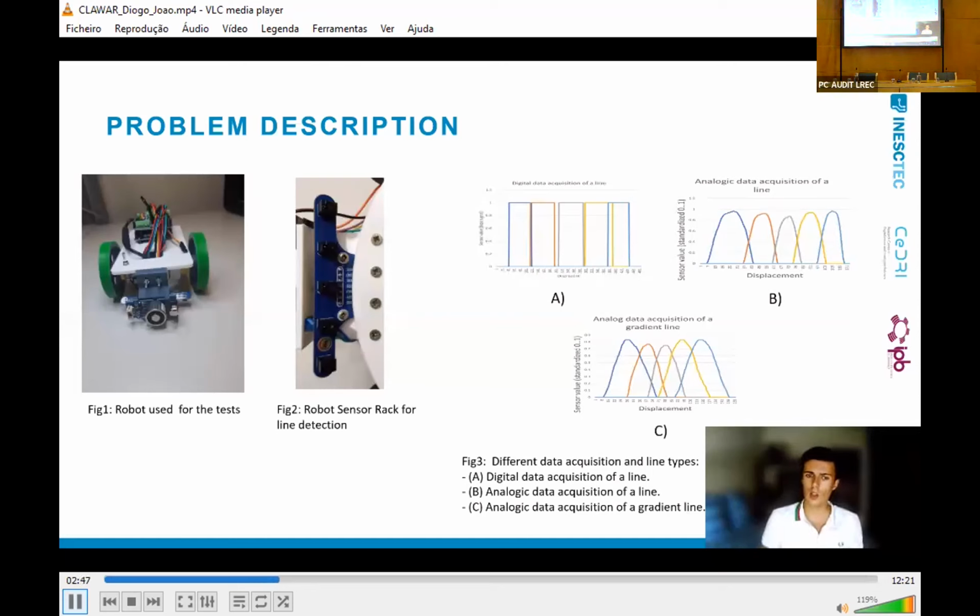Therefore, we opt for using a gradient line in conjunction with an analog acquisition of the data. This allows us to compress the overall sensor data and be able to have at least 2 sensor readings for each of the points where the robot could be, with the exception of when the robot is fully off of the line.